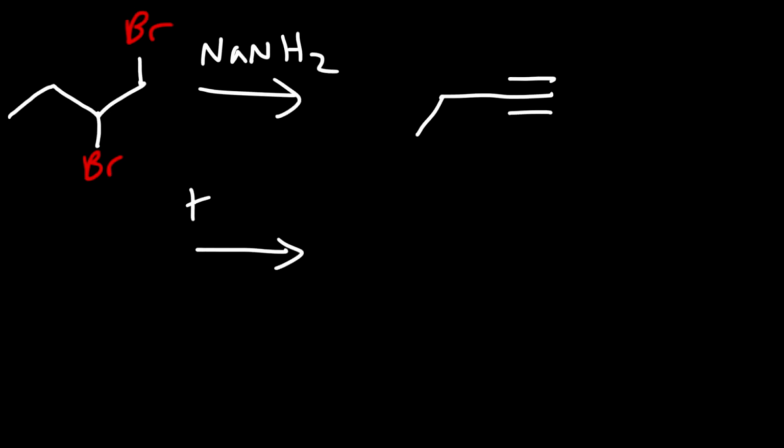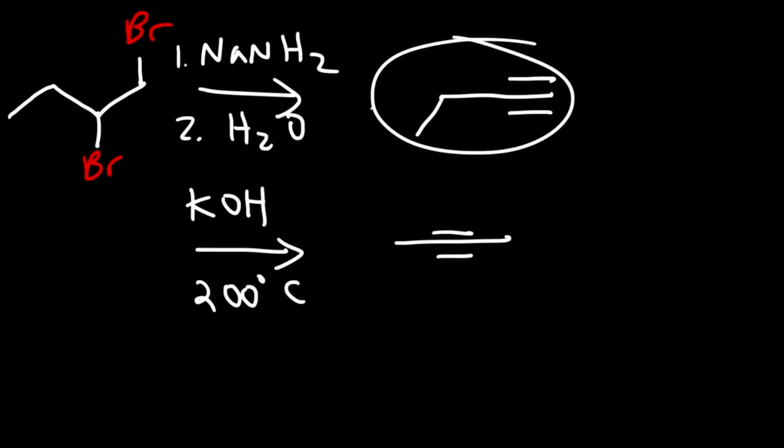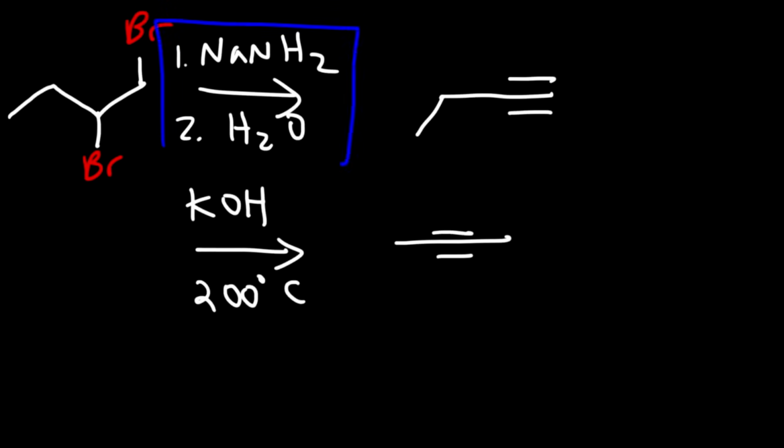If we were to use, let's say, potassium hydroxide and it has to be heated, we can get an alkyne too, but it's going to give us an internal alkyne, whereas this one ultimately will give us a terminal alkyne. Now we need to protonate it at the end, and we also need 3 equivalents of sodium amide to get the terminal alkyne. And technically it really doesn't matter what type of dihalide we have. Sodium amide will favor the formation of terminal alkynes, and potassium hydroxide at very, very high temperatures will favor the formation of internal alkynes.